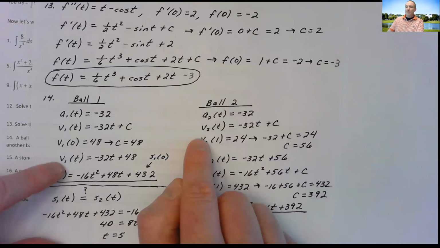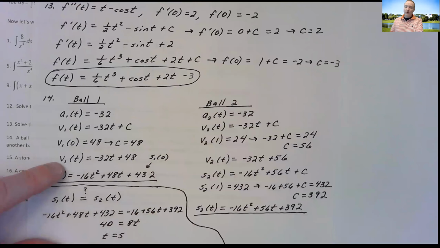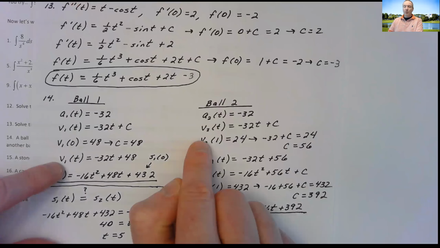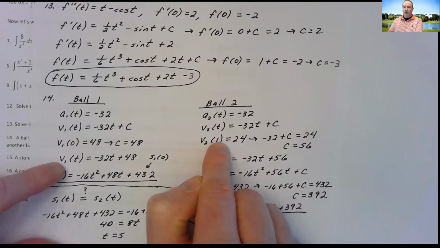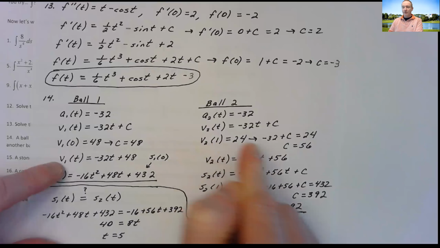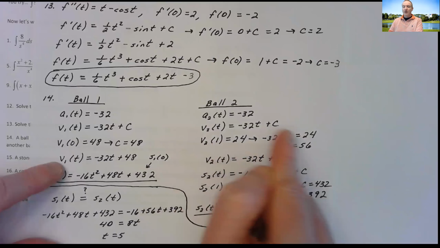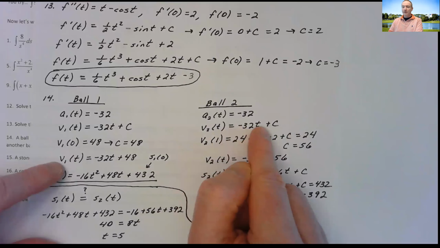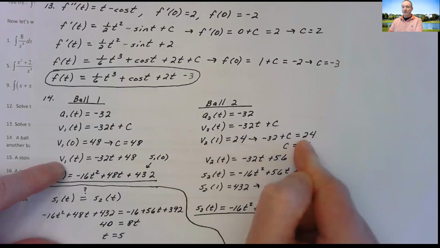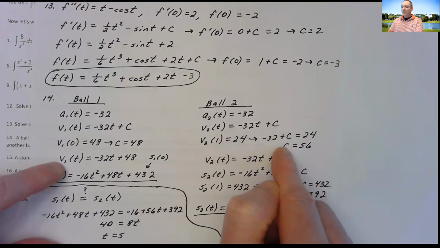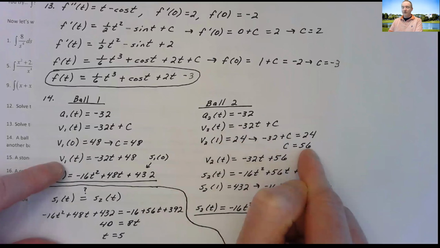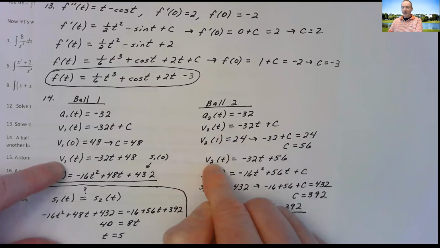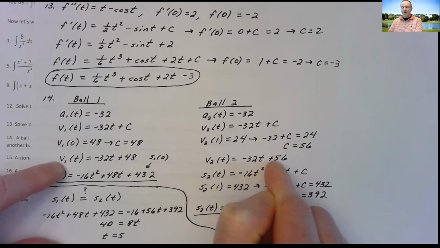This ball was released 1 second later, so you can say the velocity at 1 second is 24. Now use that to solve for what c is equal to. So I get negative 32 times 1 plus c is equal to 24. Negative 32 plus c is 24. It's going to give me that this constant of integration is 56. So the velocity function for the path of the second ball is negative 32t plus 56.